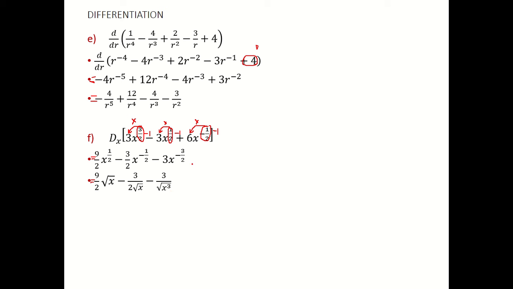Please note that if the denominator of your fraction is 2, it simply means that it is the square root of that expression. In this case, it is the square root of x to the exponent of 3, because that 2 represents the square root, and the numerator 3 represents the exponent of the variable. In this case, the variable is x. And this is the solution for you.